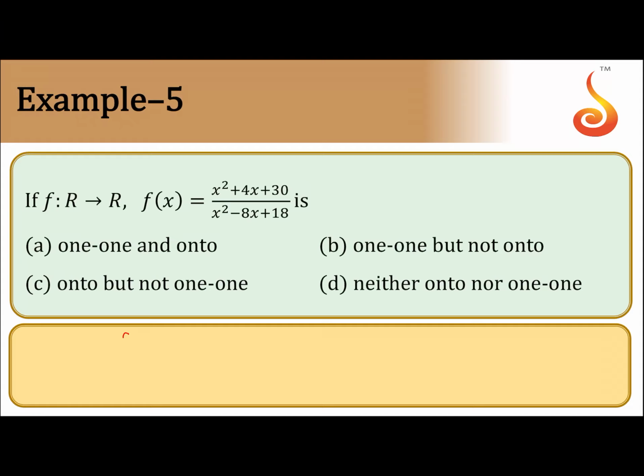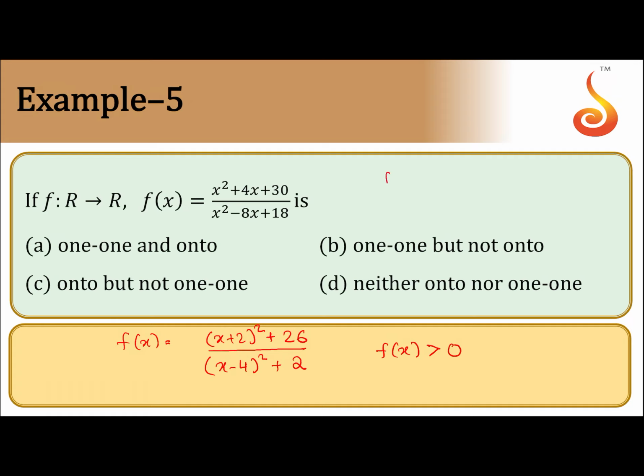So in this problem, what we observe is f of x is equal to (x + 2)² + 26 divided by (x − 4)² + 2. Okay. So this clearly indicates that f of x is always greater than 0. F of x is always greater than 0.